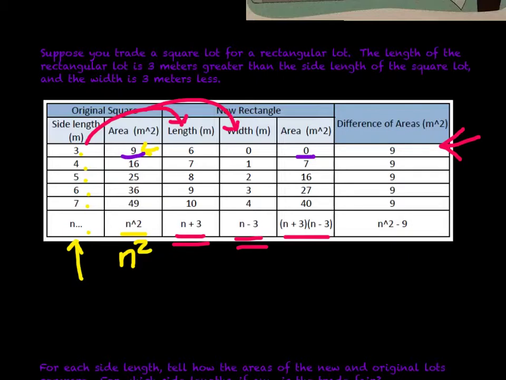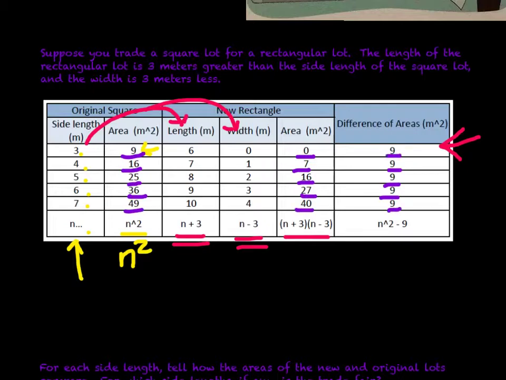So the area for one is 9 meters squared, and the area for the other is 0, so the difference is 9. If I look at the next one, we have 16 versus 7. Again, the difference is 9. 25 and 16, the difference is 9. It's 36 and 27, the difference was 9. 49 and 40, the difference is 9.